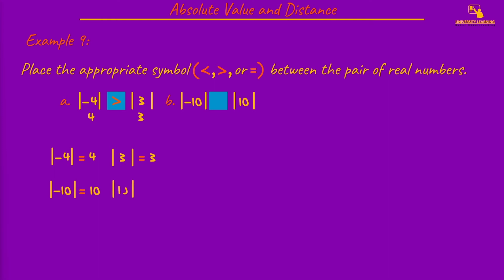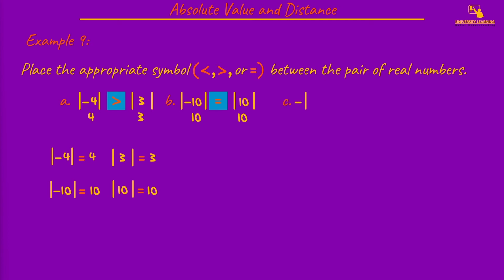And the absolute value of 10 is equal to 10. So these are the two numbers, 10 and 10, and we can see that they are equal to each other. So the absolute value of negative 10 is equal to the absolute value of positive 10. Now let's move to part C.